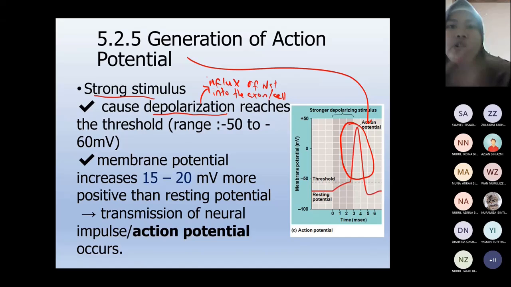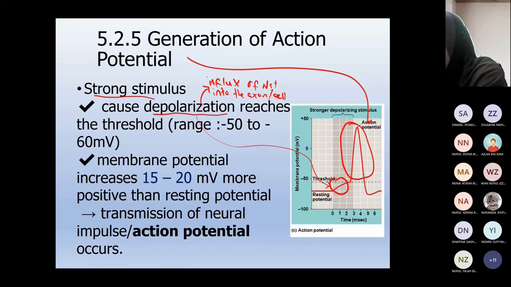All right, so it must be a strong enough stimulus that causes depolarization, or influx or diffusion of sodium ion into the axon or into the cell, and is able to reach the threshold. So meaning that the influx of sodium ion into the cell causes the membrane potential to become less negative, and able to reach the threshold. Okay, so you can see here, this one showing you that depolarization happens and reaches the threshold.